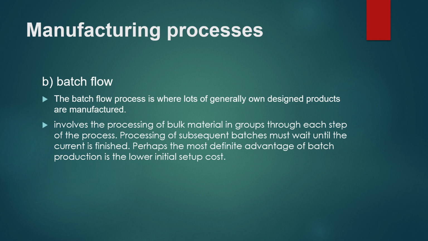Perhaps the most definite advantage of batch production is the lower initial setup cost. It is considered easier and cheaper to implement a holistic system of batch processing equipment. Batch processing also allows you to set up each process uniquely to adapt to the materials you're working with. It is further characterized by the following.